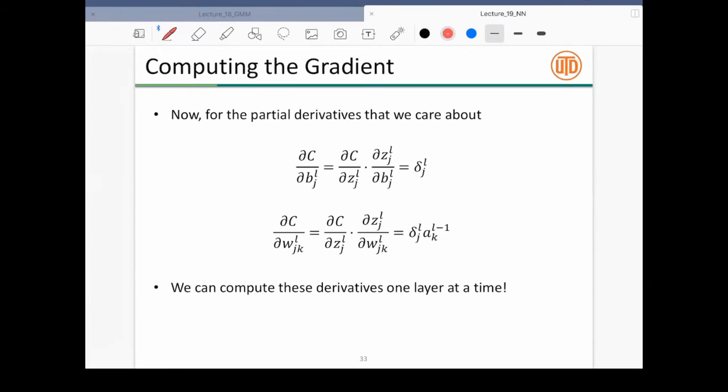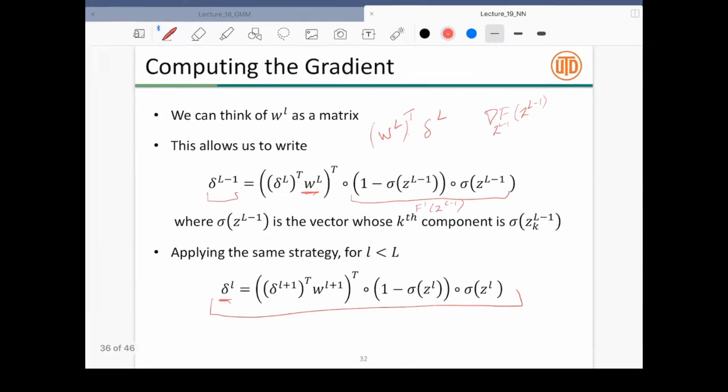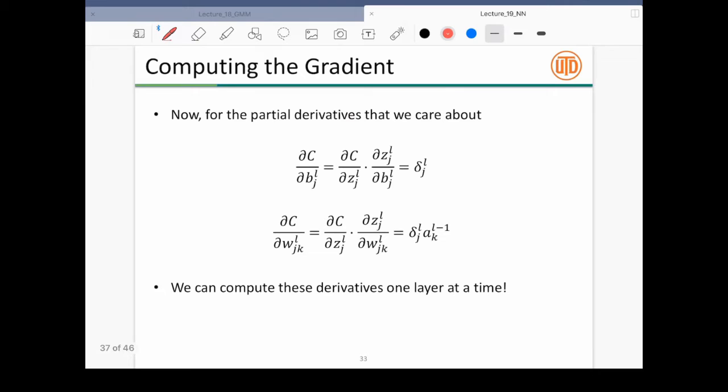Okay, so now you can see the intuition of why we computed these quantities, which is delta L. But we don't really care about delta L, because delta L is the gradient with respect to the Z function, so the layer gradient is with respect to the output. What we really want is the gradients with respect to each weight layer. So given the gradient at the Lth layer, given delta L j, we want to compute the gradients with respect to b j L and W j k L, because those are the parameters at layer L. So how do you do this?